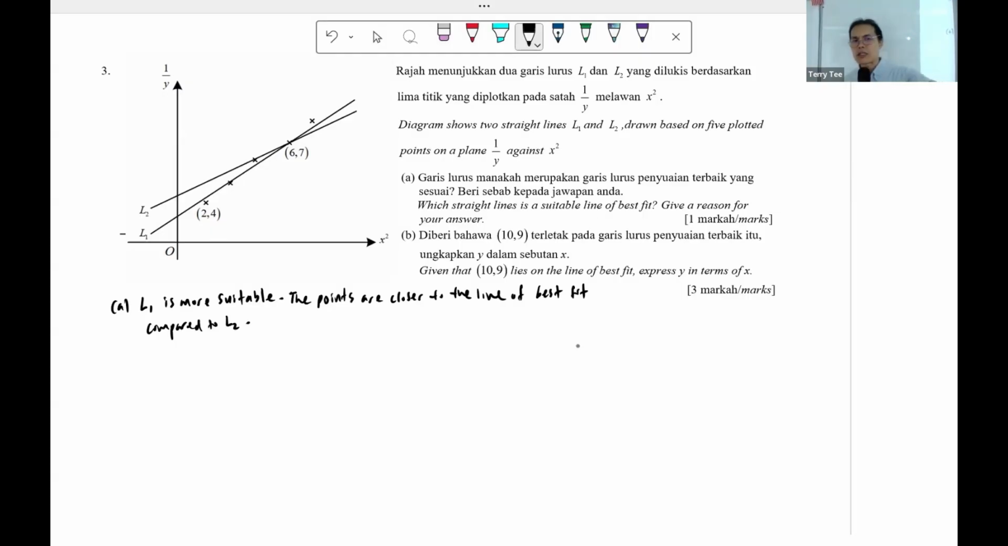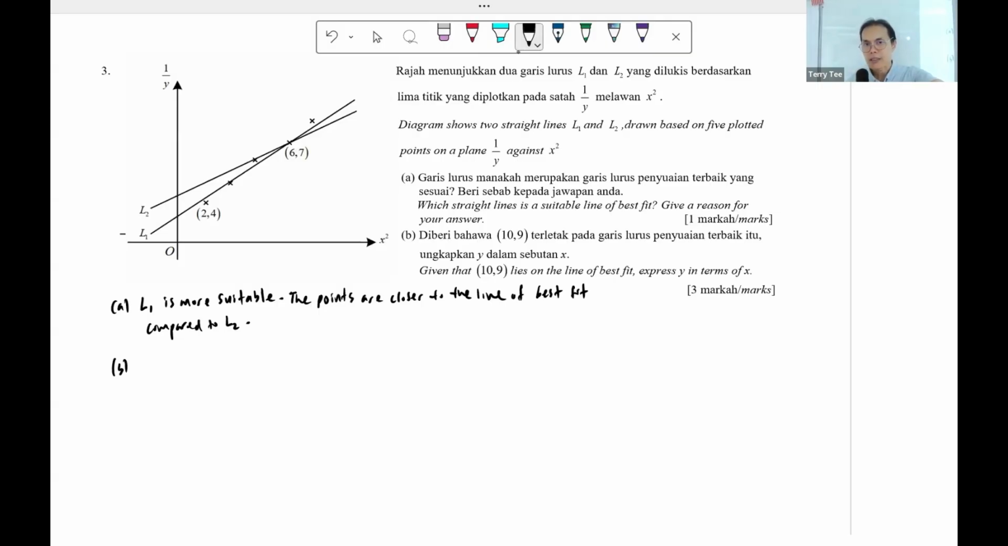Now in this case, actually we cannot say that more points lie on the line of best fit, because this point doesn't actually lie on the line of best fit, right? So for both lines, they have the same number of points lying on the line of best fit, but for L1, you can see the points are closer, whereas for L2 the points are further, right? So we cannot say they have more points lying on the line of best fit. That's not very accurate. It's just that the points are closer. Okay, that is part A. Just one mark. Next one.